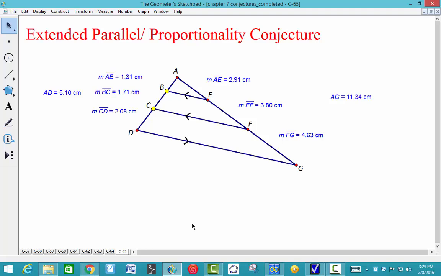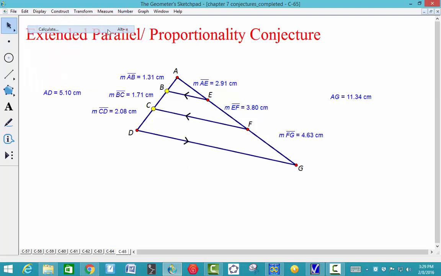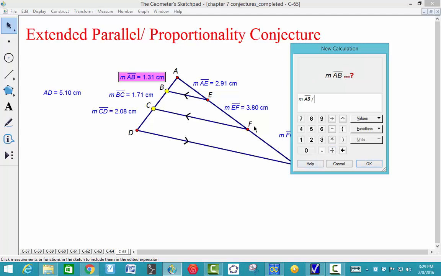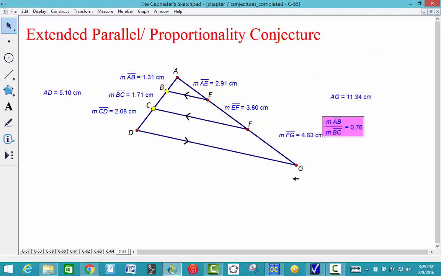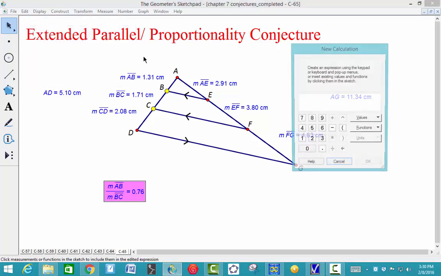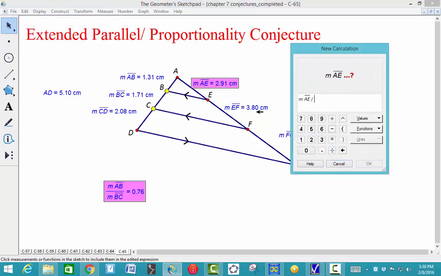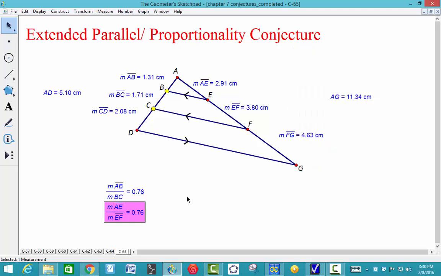Conjecture 65. Extended parallel proportionality conjecture. If two or more lines pass through the two sides of a triangle parallel to the third side, then they divide the two sides proportionally. So what we're going to do is we're just going to compare any two segments. So if I compare segment AB to BC, that would correspond with segments AE and EF. So number calculate, I would do AB is to BC, and we want to show that that's the same ratio as AE is to EF. And you can see those ratios are the same.